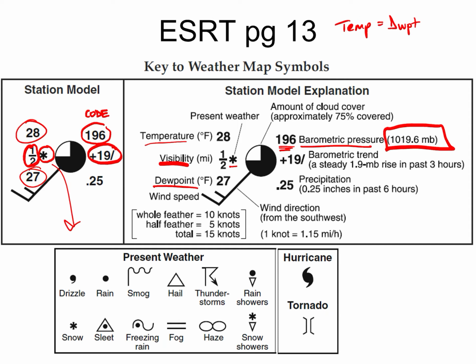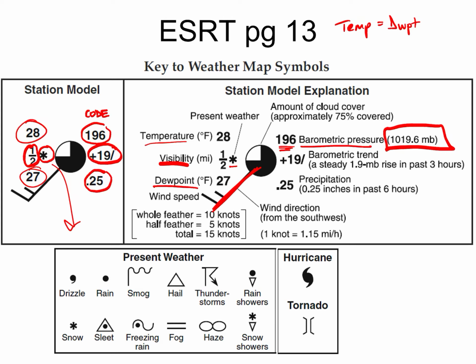Remember, if it's rising, higher pressure is coming, nicer, cooler, drier weather's coming. If pressure's falling, that means low pressure's coming, which means bad weather's coming, right? This is precipitation, how much it's rained in the past 6 hours. And then you have your wind speed and wind strength.